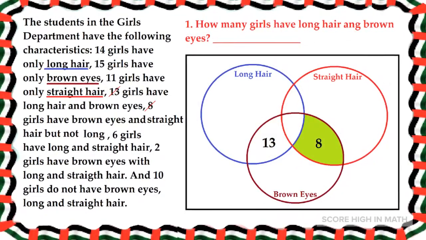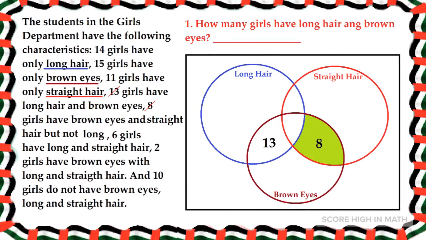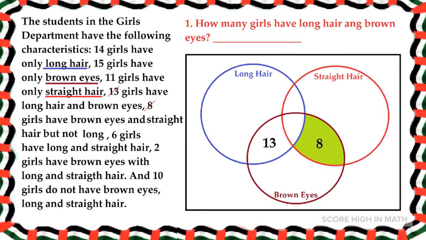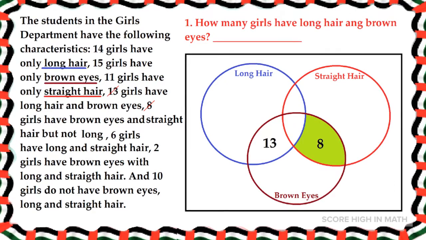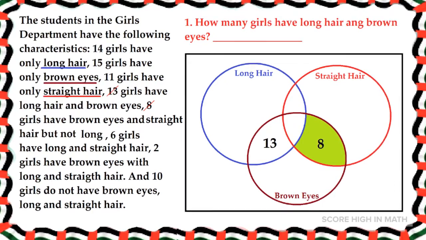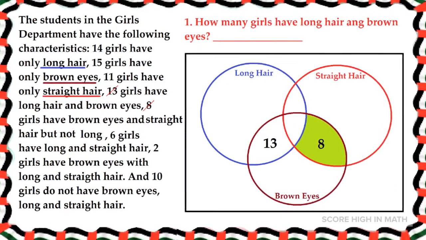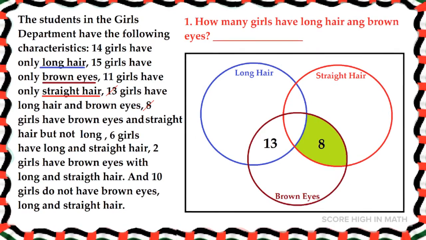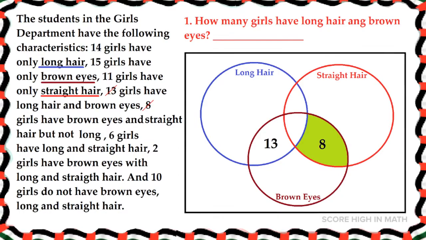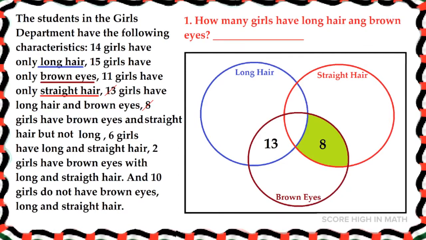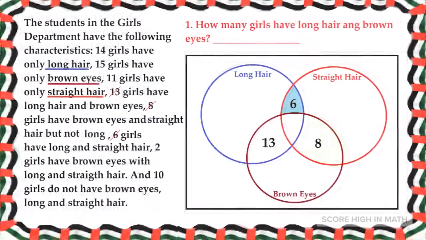8 girls have brown eyes and straight hair but not long hair. So the intersection of the red circle and the brown circle will be the place where we are going to put number 8. The blue circle was excluded because it is said that the characteristic is not long hair.